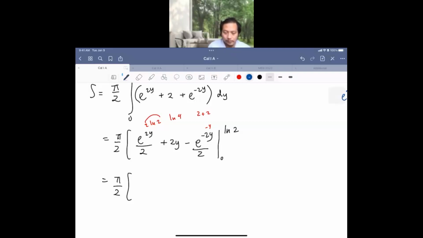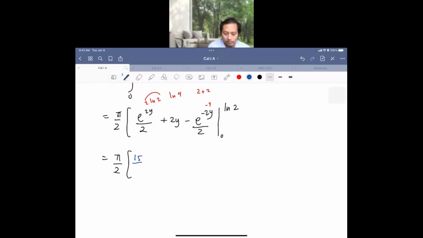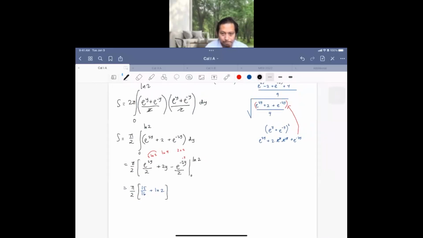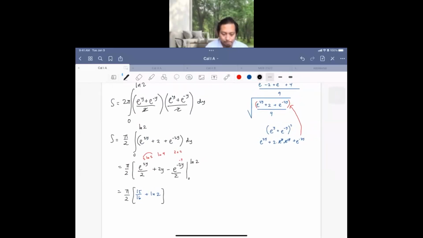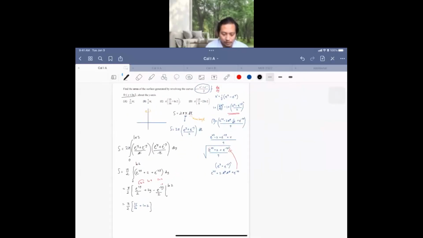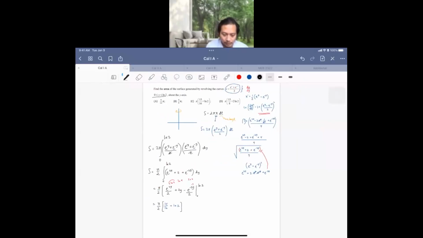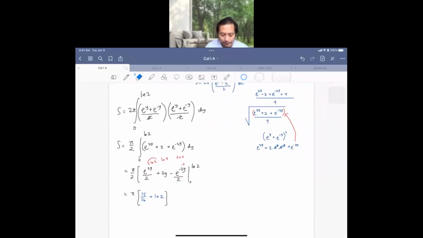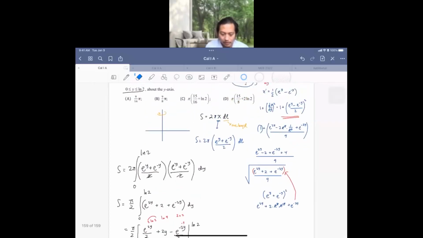Yeah, if you calculate and plug inside, it will be 15 over 16 plus ln 2. Oh sorry, the 2 is going out, and goes inside. So this will be pi times the numbers, and the answer will be C.